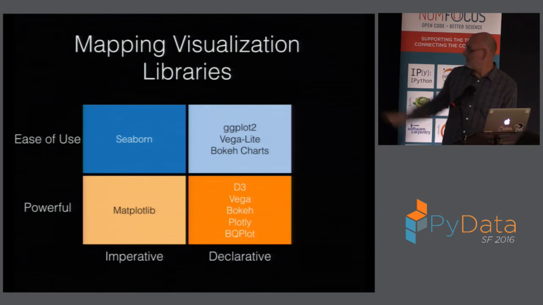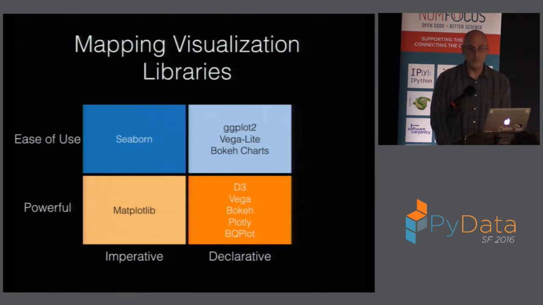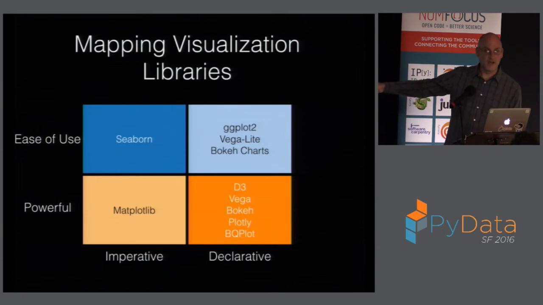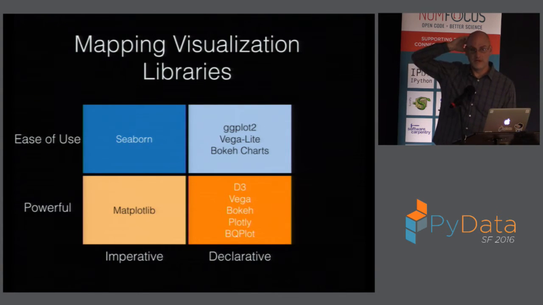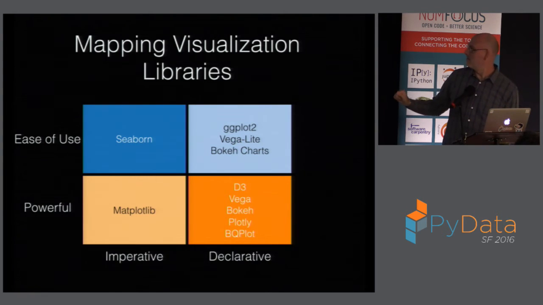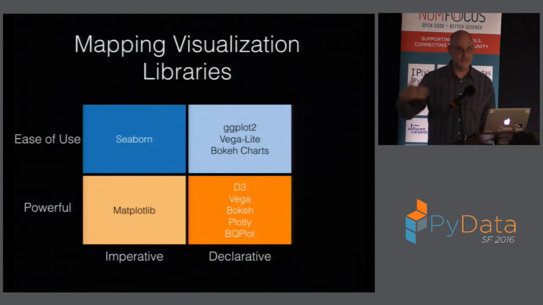If Seaborn happens to have the chart that you want, it's awesome. It's really nice. Down here, declarative but powerful, there are tools like D3.js, Vega, Bokeh, Plotly, and BQplot. It may not be completely obvious to you that these are declarative, but for the most part they are, not entirely. And then up in the upper right, for declarative and high-level, easy-to-use statistical graphics, there's ggplot2, Vega-Lite, and Bokeh charts. Some of these tools, D3 is a great example, I would say are not purely declarative. There are aspects where you have to provide callback functions that actually implement steps along the way.